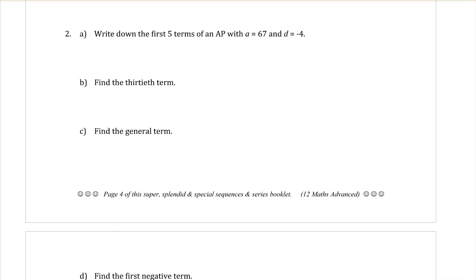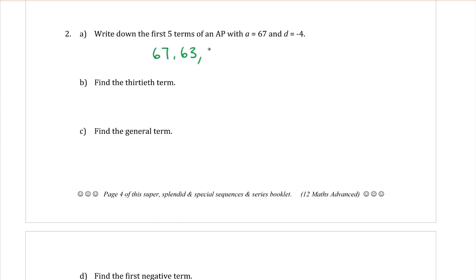Write down the first 5 terms of an arithmetic progression if A is equal to 67 and D is equal to -4. So if A is 67, that's my first term, 67. Putting a minus in front of the D means that they're going to be going down by 4 each time. So subtract off 4, we get 63.